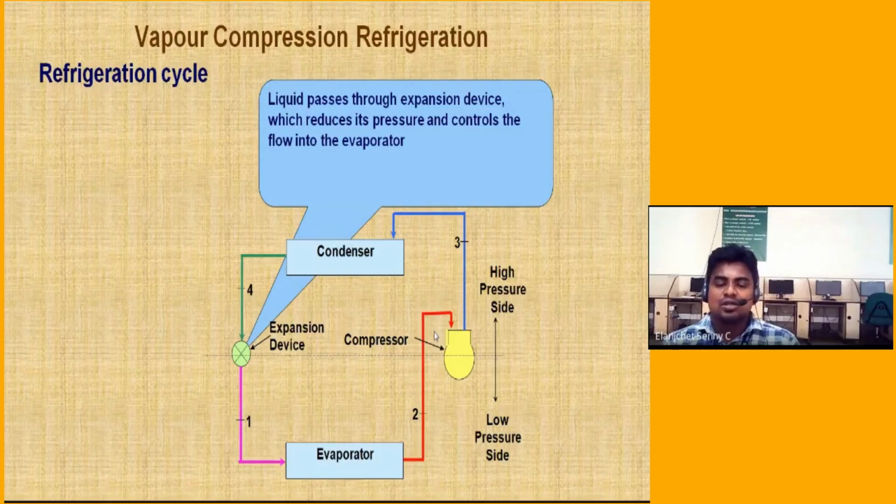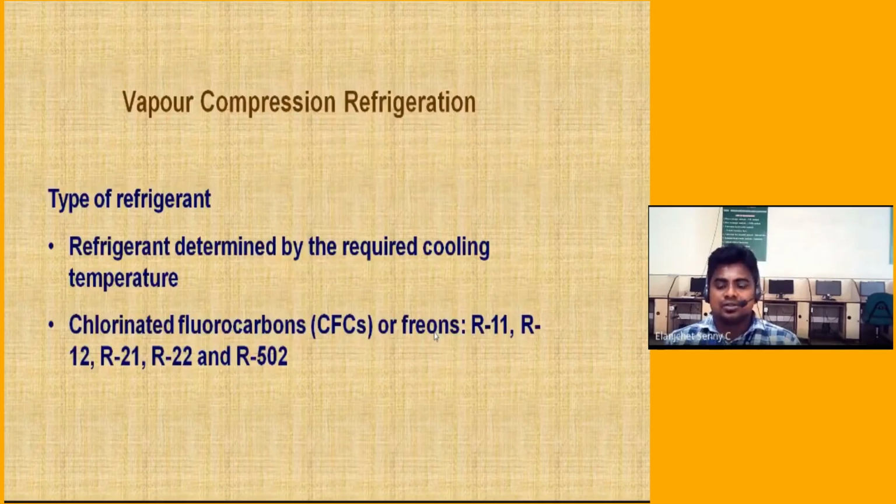So when the high pressure liquid refrigerant passes through the expansion valve, what will happen? It reduces its pressure. That means the refrigerant loses its pressure. That pressure will be equal to the evaporator pressure. That refrigerant is given to the evaporator for cooling purpose. So that's how a simple vapor compression refrigeration system works.